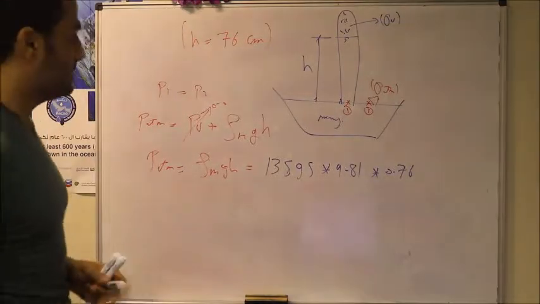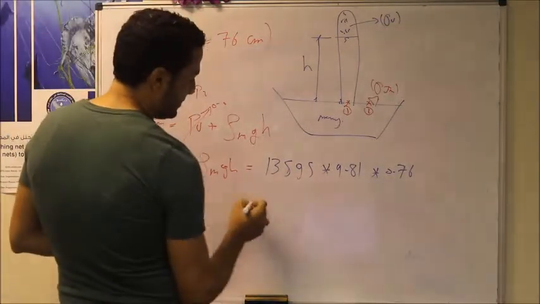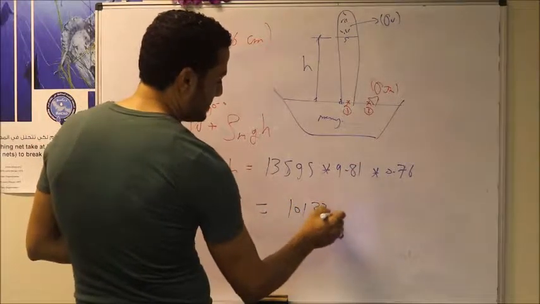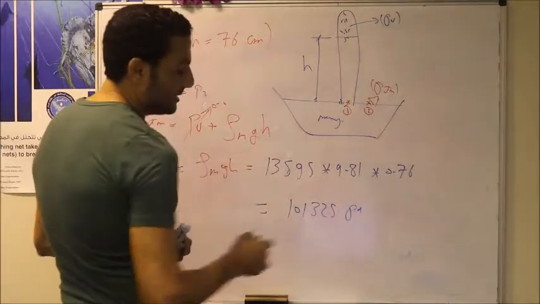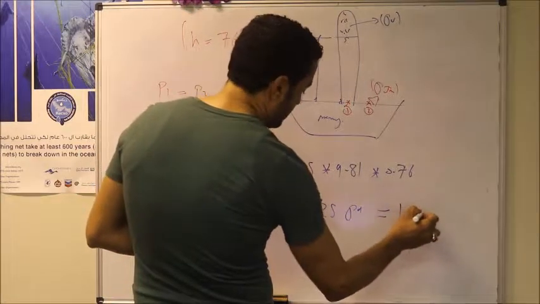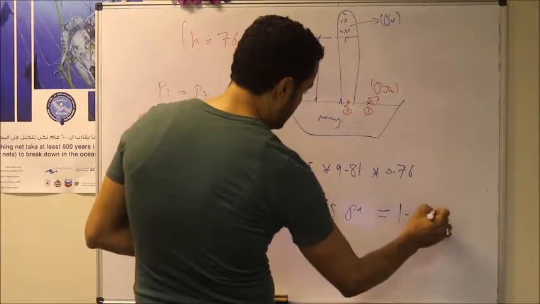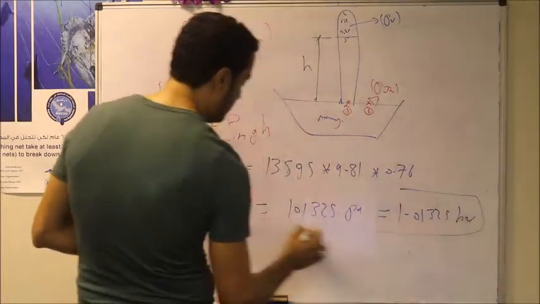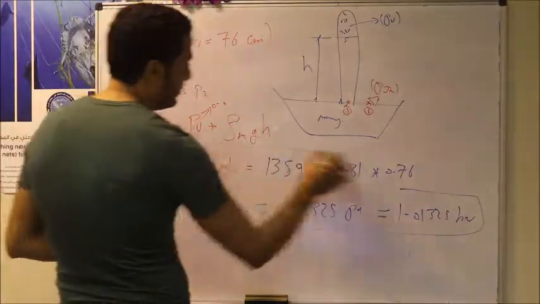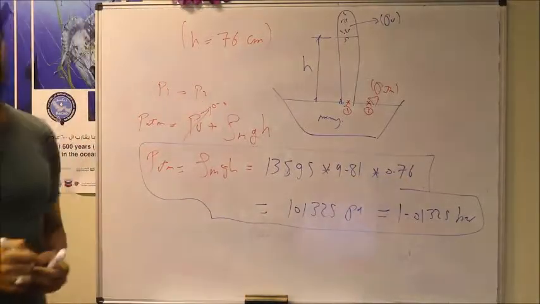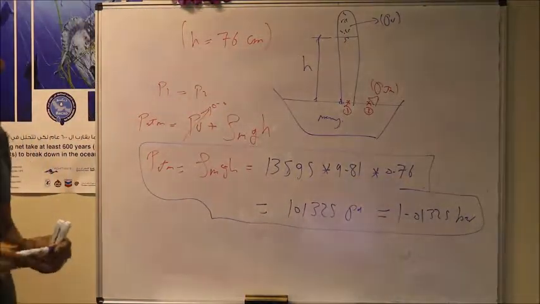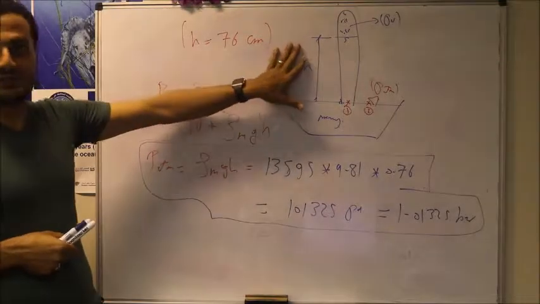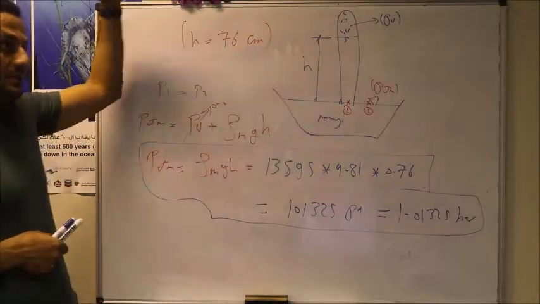If you calculate those values and multiply them together, you will find the atmospheric pressure is equal to 101,325 Pascal, or 1.01325 bar, if we divide by 10 to the power 5. So if in some problem he says we have made a test to calculate the atmospheric pressure at a certain height.